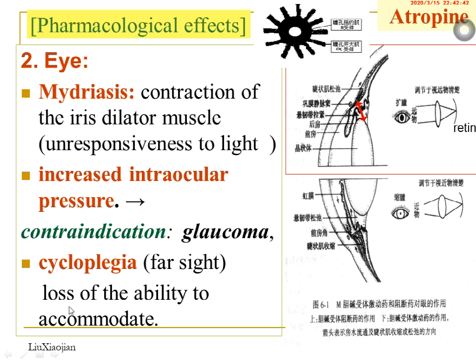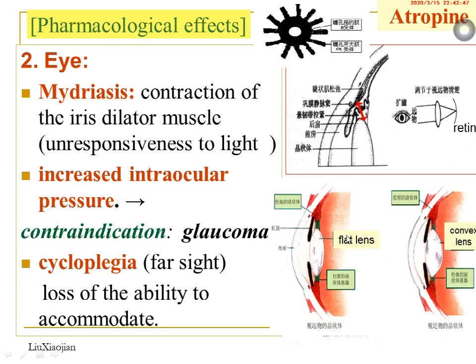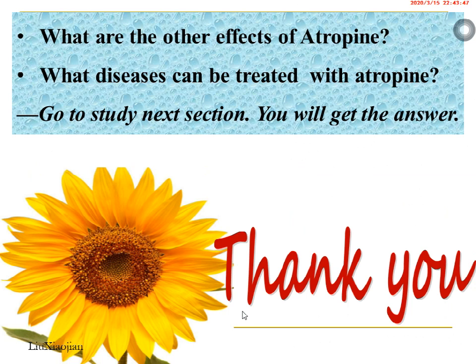Cycloplegia is caused by atropine blockade of the M receptor on the ciliary muscle, leading to ciliary muscle relaxation. So the suspensory ligament is relatively tight, and the lens becomes less convex. So the result for vision is far vision. The eye loses its ability to accommodate, so near vision is blurred. This response is caused by cycloplegia because the ciliary muscle is in paralysis, relaxed. Understand? Okay, that's all for this section.